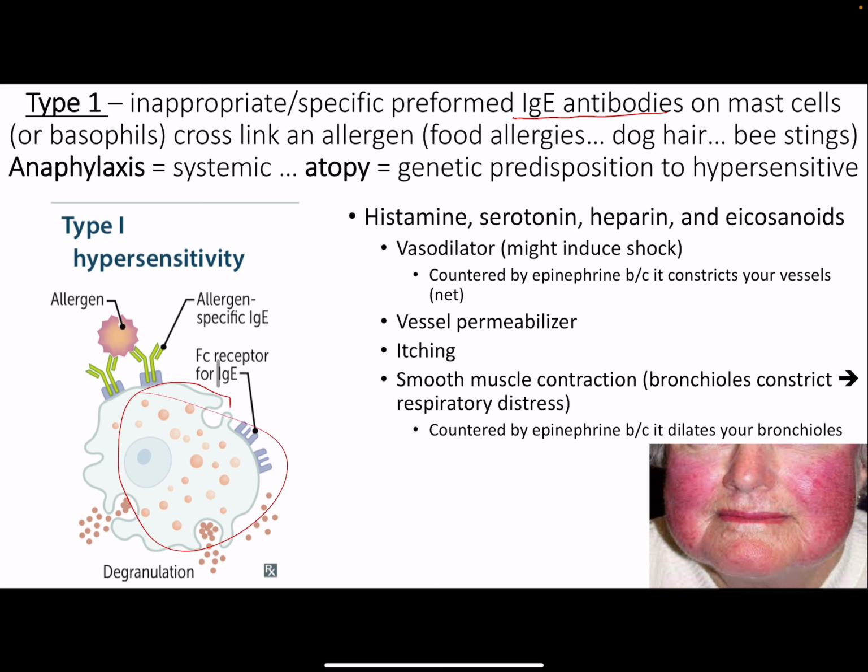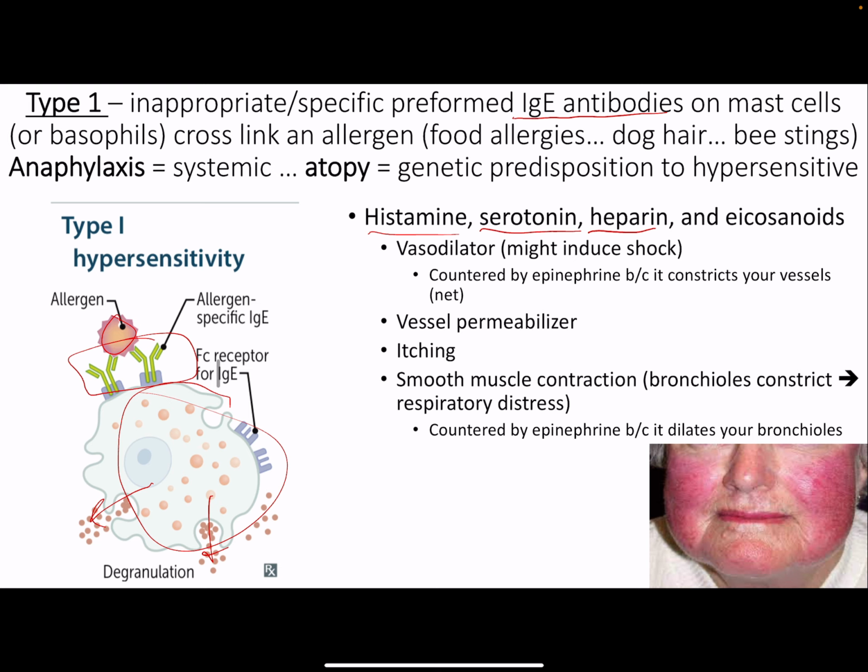So this is my mast cell. Could be basophils, probably mast cell. Here's my IgEs. And then some allergen, whether it be a peanut or pollen, is going to cross-link them, and then it causes degranulation. So the release of histamine and serotonin, we said, are going to be vasodilators. Heparin is going to be a blood thinner, so more blood's going to come in.